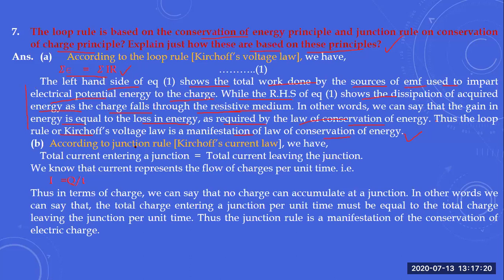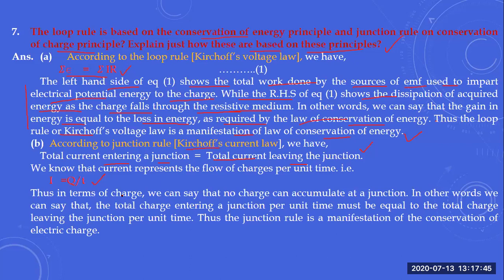The next one is the junction rule of Kirchhoff's law. We have the total current entering a junction equal to the total current leaving the junction. This is also explained on the basis of Kirchhoff's law. We know that the current represents the flow of charges per unit time, that is I is equal to Q divided by time.